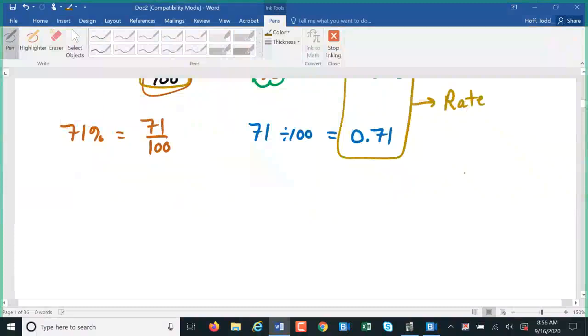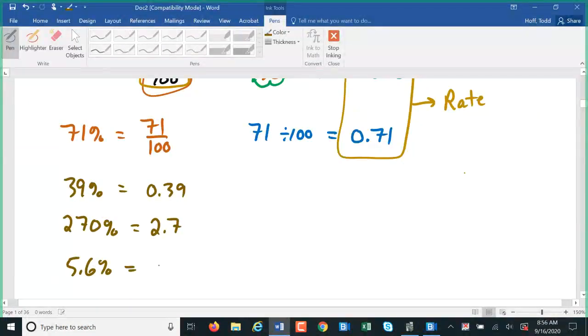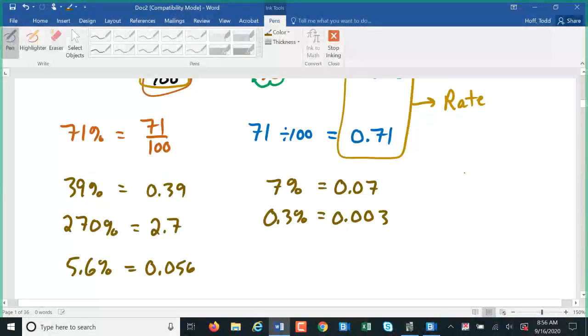So if I'm converting these percents into rates or decimals, it's a matter of moving that decimal point. 39% becomes just 0.39. 270% becomes 2.7. Only move it 2 spots. 5.6%, well, we still have to move it the full 2 spots, is 0.056. 7%, 0.07. 0.3% can be a little tricky. 0.003, we have to move it the full 2 spots.